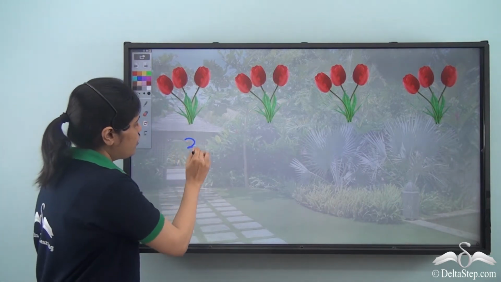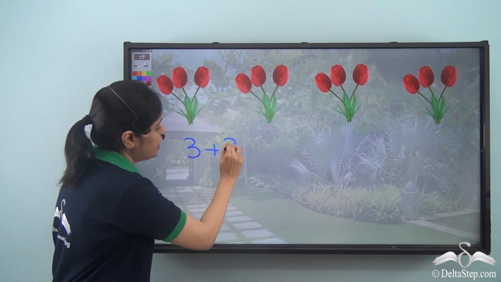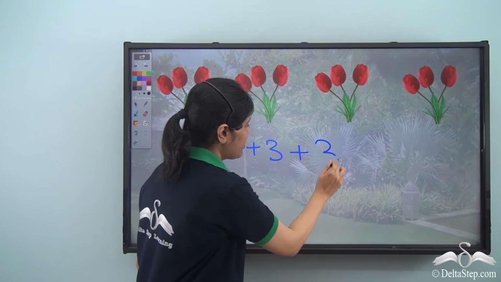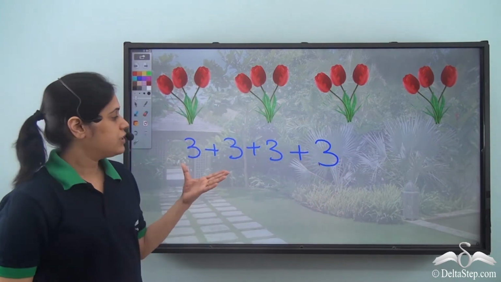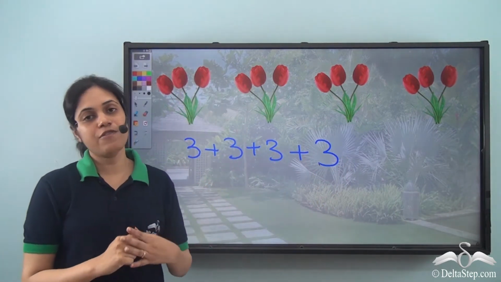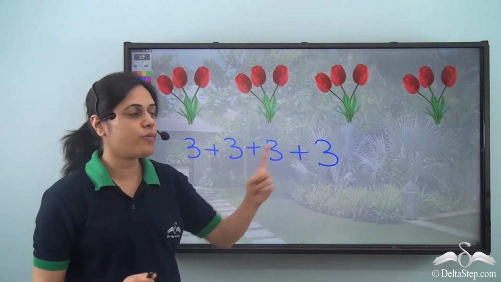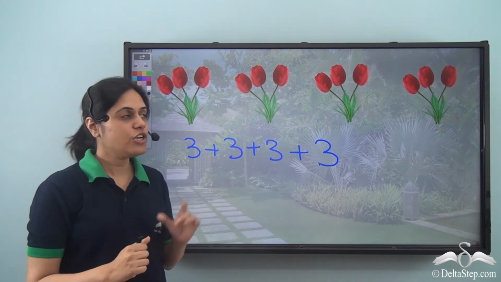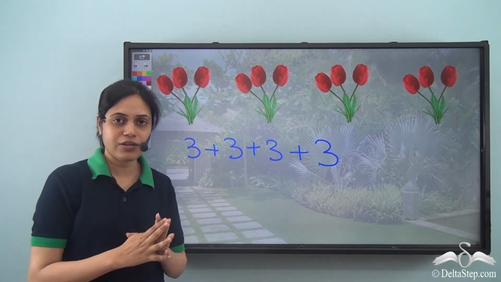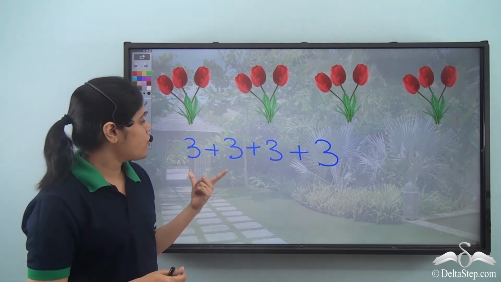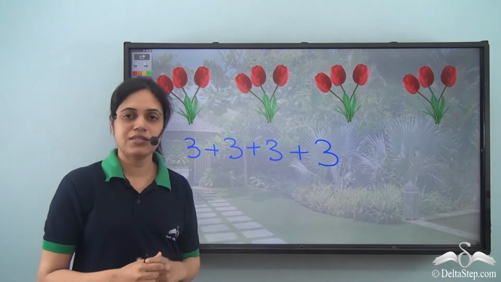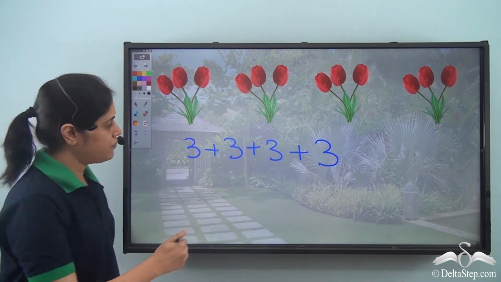So, this is 3 plus 3 plus 3 plus 3. 3 added to itself 4 times because there are 4 bunches of roses and each bunch has 3 roses. So I need to add them all together or put them together. So adding them all together will give me 3 plus 3 plus 3 plus 3. How do I add them?